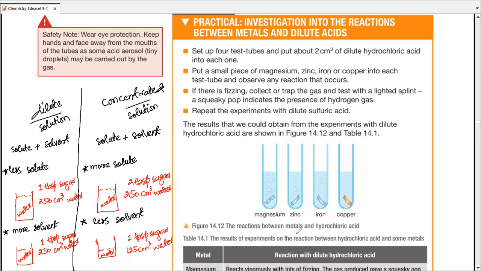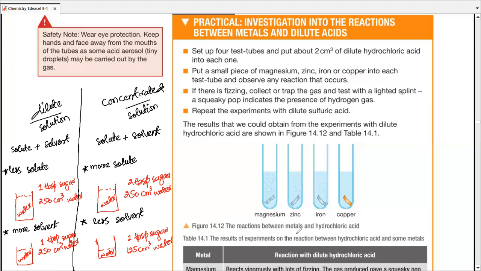Sorry, repeat your question. Which one would taste sweeter than the other? Concentrated. Concentrated always tend to be sweeter than the dilute ones, be it because of having more solute or having less solvent. Both ways, it's going to be sweeter than the dilute solution. And yeah, that's what it means.